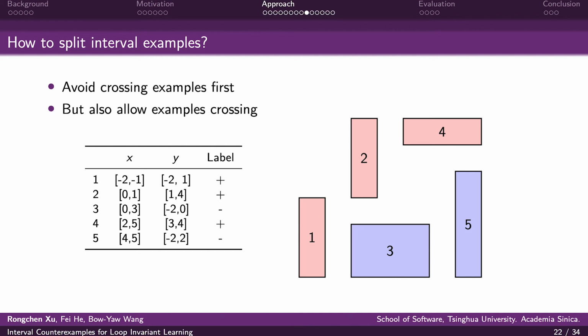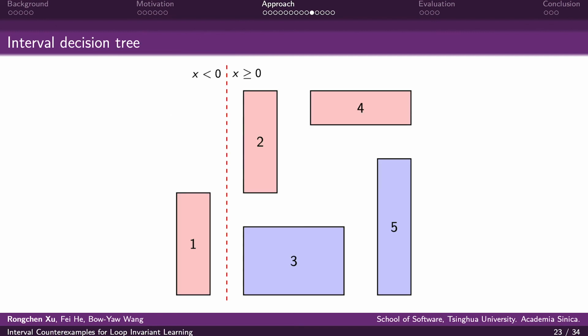Consider the example. There are 5 interval counterexamples. Examples 1, 2, and 4 are positive examples. 3 and 5 are negative examples. We hope our decision tree can make a correct split. First, according to the no-crossing idea, we get a split at position x greater than or equal to 0. Now the left part only contains positive examples and no longer needs any operation. We continue to split the right part.